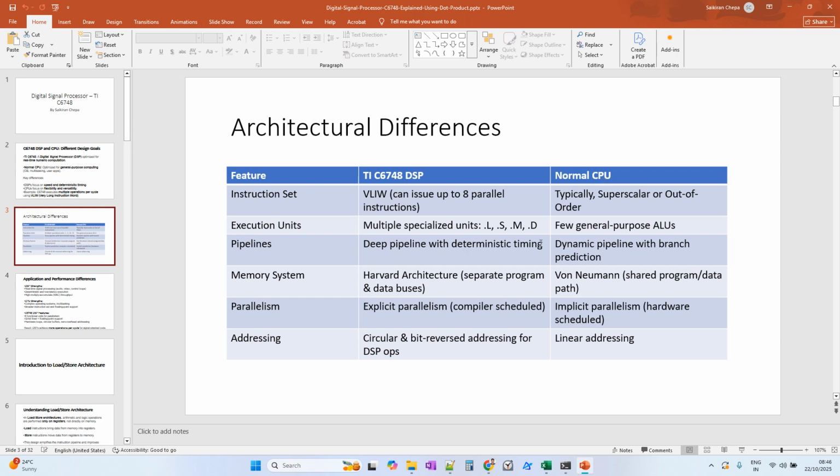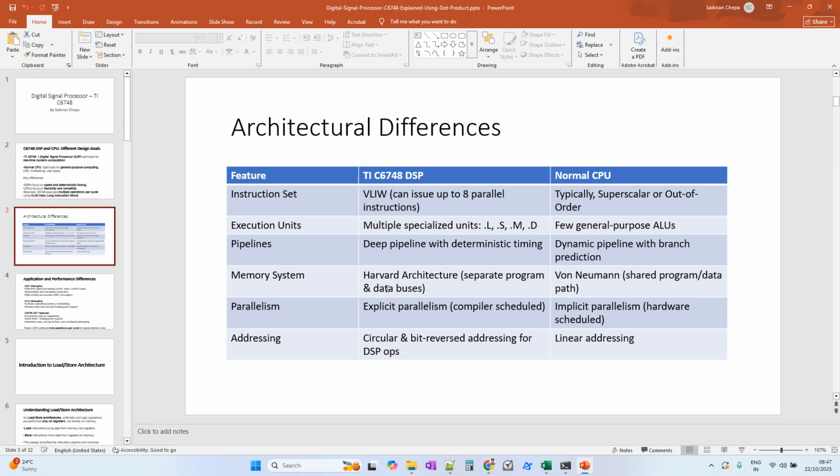Next, deep pipeline and deterministic timing. Branch prediction is not used, and a load-store architecture is used, which we'll talk about later. Load-store architecture makes the timing deterministic, and because of that deterministic timing is achieved. Deep pipelines, like 10-cycle pipelines, are used. So that's the idea.